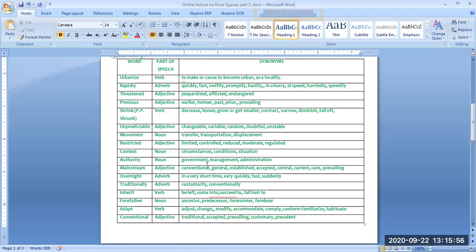Overnight means in a very short time or very quickly. Traditional is used actually as an adverb, and the correct synonym may be customarily or conventionally. Inherit, the correct synonym may be come into or succeed to. Forefather means ancestor or forerunner, like this. Adapt, that means cope up, adjust or change. Conventional means traditional or accepted.